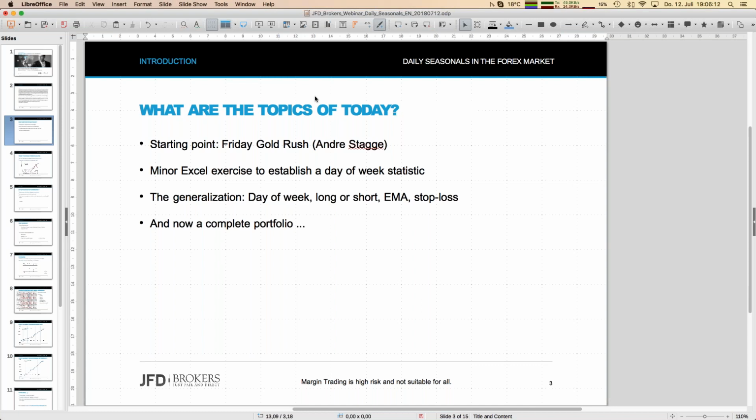And then we go back to real trades with stop loss and everything, because then we go for the daily strategy. Everything today is on a D1 chart, on a D1 base. We will open our trades at the beginning of the day, and we will close those trades at the end of the day.